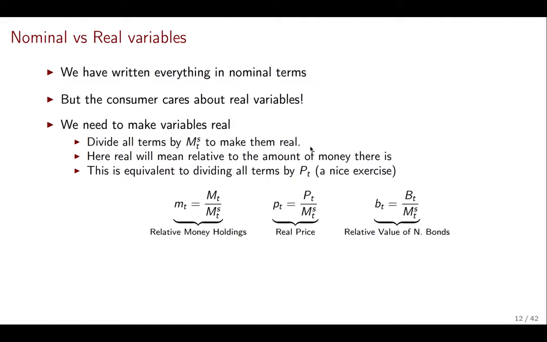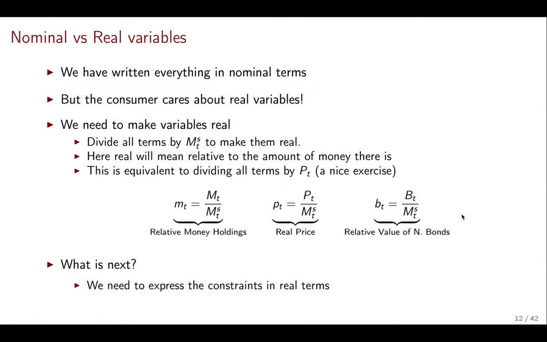This might look odd, but it actually allows us to get a sense of how all nominal variables move together with the money supply. So that's going to be interesting. You could have done the same if you divide all terms by PT. So instead of doing what I'm going to do now, you can divide all the terms by PT and you're going to be able to solve the model. Equations are going to look a bit different, but you can do it as well. And so we're going to define the relative money holdings as your M relative to money supply. This real price, real in terms of relative to the total money supply, and the same for the relative value of nominal bonds. Okay?